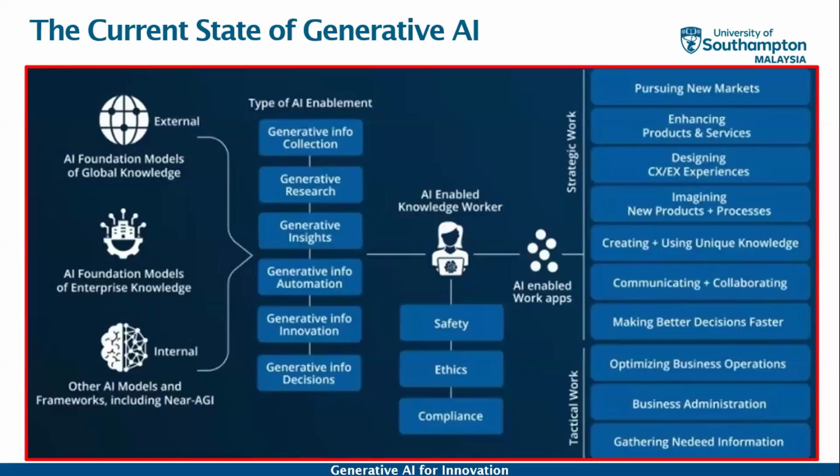In a proper way, if we use it, how is it going to help people in and around our institution, or otherwise in and around us? Like that, I can say, right? You see here, AI foundation models of global knowledge. So that we already know. So this is about the external.